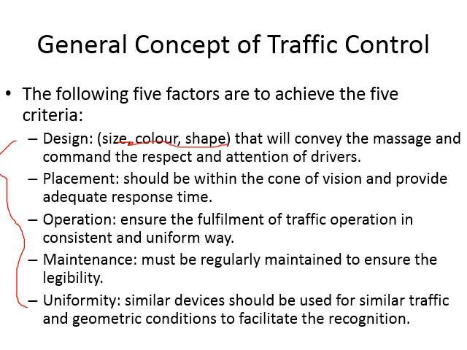Similarly, shape: important signs are in a certain shape. For example, warning signs are in triangular shape, so if it's a triangular shape sign, then it's something important. So the design of the sign is to command attention and respect of the road user, and it also conveys the type of message. So red is for stopping and white is for lane marking, and so on.